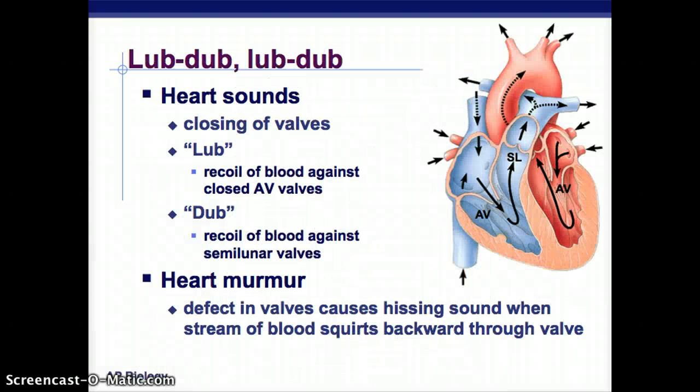Alright, so heart sounds. What's the sound that your heart makes when you go to the doctor? That's the closing of valves. Those valves are closed off. The lub is the recoil of blood against those closed valves, the atrioventricular valves, and the dub is the recoil of blood against the semilunar valves. And a heart murmur is something where there's a defect in the valves that causes a hissing sound as blood is squirting backward through the valve.